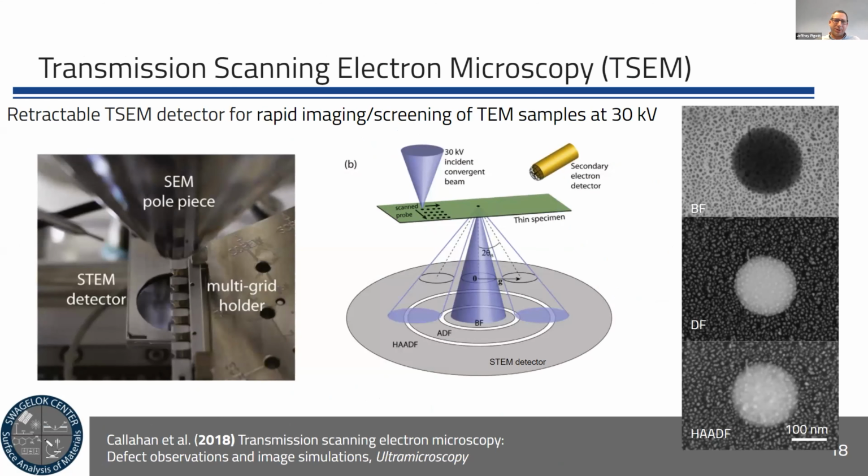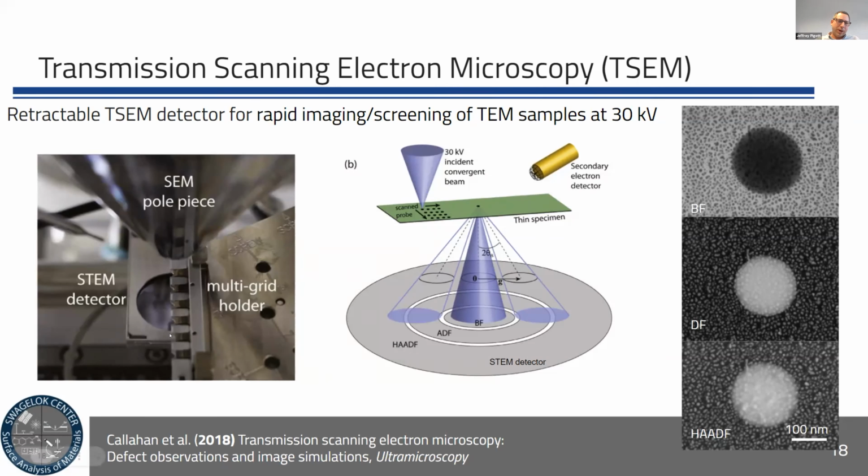We have a transmission scanning, a TSEM detector, and this is kind of a rapid version of TEM. So if you have a need to get TEM images, but you don't need atomic resolution, or you want to screen multiple samples before you actually go and get the more expensive TEM time, which is usually harder to come by, you can screen and really get the samples of interest before your real TEM time.